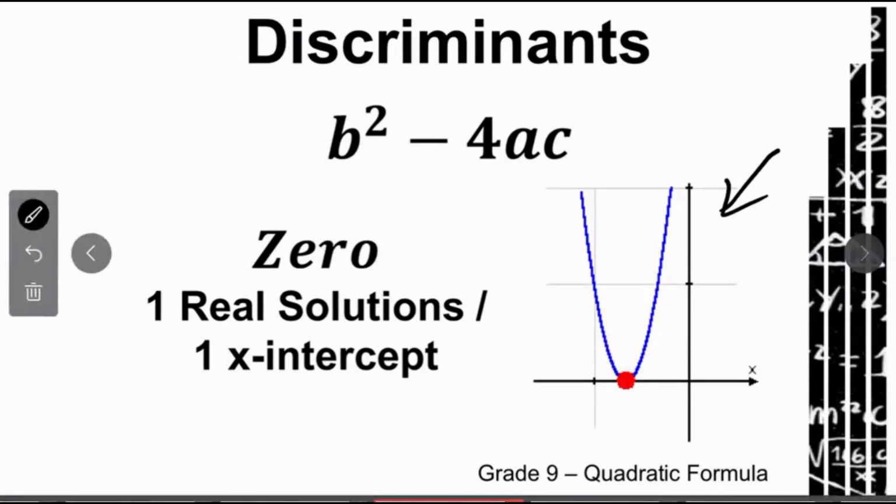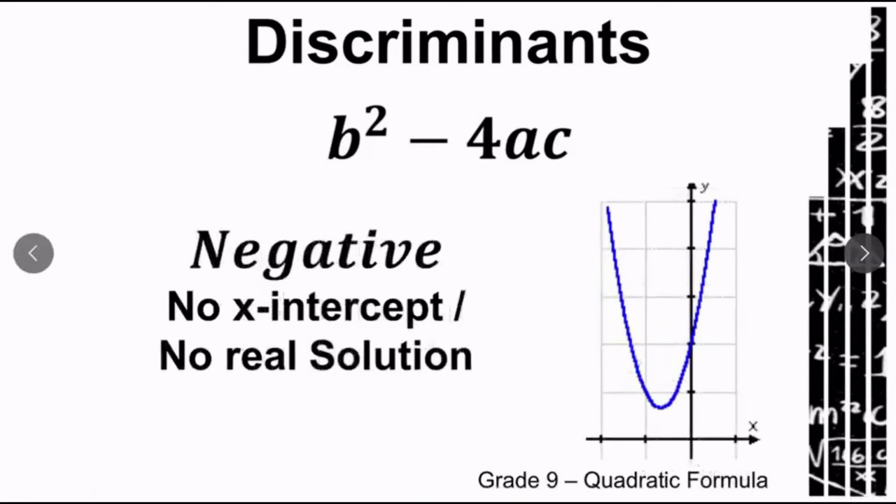While in our imaginary or negative discriminants, there will be no x-intercept, there will be no real solution. Sa madaling salita, yung graph natin ay hindi or kailanman hindi tatama sa ating x-axis, just like in our graph here. So hindi siya tumama sa x-axis. Therefore, it is floating either upward or downward. So that is our negative discriminants.